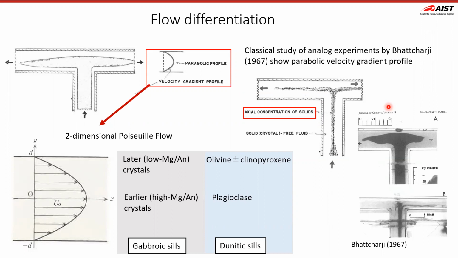The classical study of analog experiments by Bhattacharji 1967 shows a parabolic velocity gradient profile. This velocity gradient results in active concentration of solid crystals within the migrating melt. It is expected that earlier crystals concentrated in the center in the case of the gabbro series. For the dunitic series, I'm not sure, but probably a large density contrast results in concentration of olivine crystals in the center of the series.